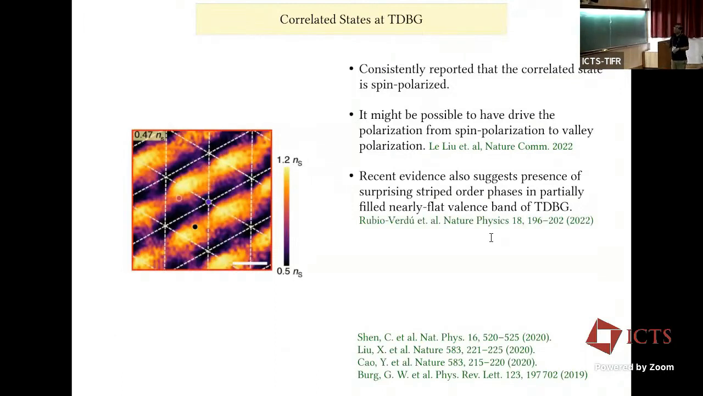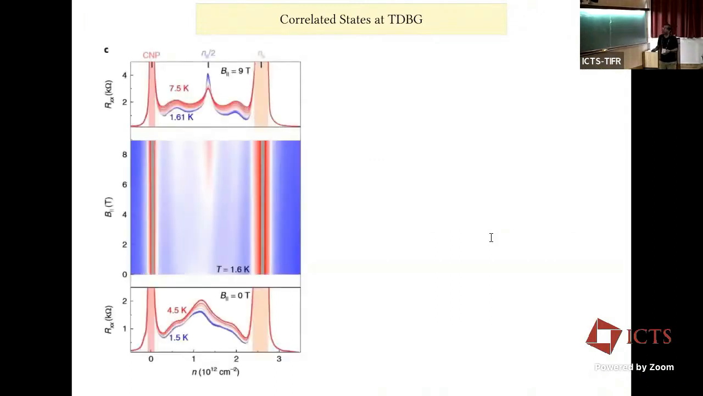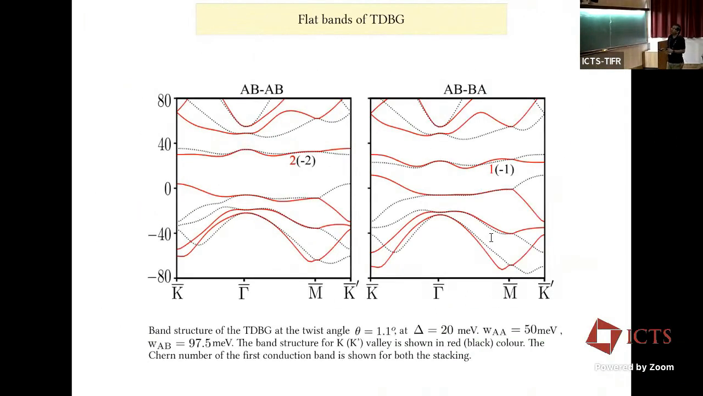This is another very recent evidence of another phase, which is happening very close to this half filling. You see 0.47 ns. This is half filling of the valence band, not the conduction band. Let me go back to this one so that the understanding is clear. This is what he called the first conduction band, and the black one is the K prime valley, the red one is the K valley. That symmetry is also broken, because in this system the symmetries are broken because of relaxation.